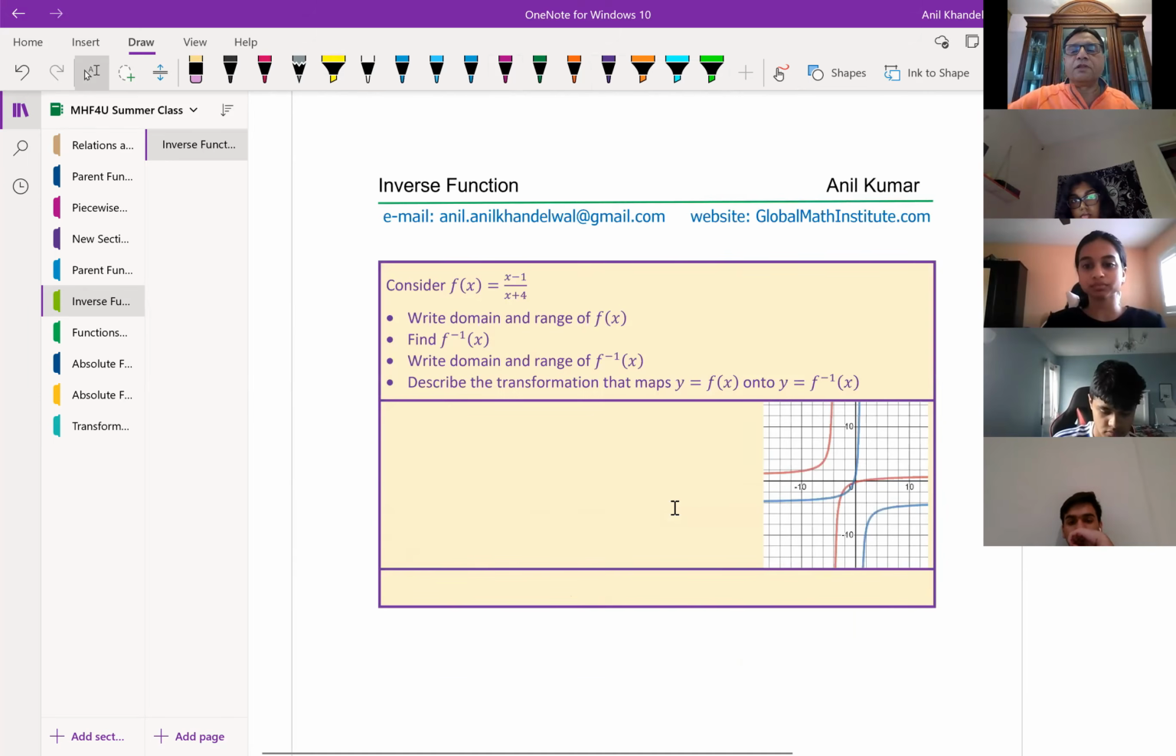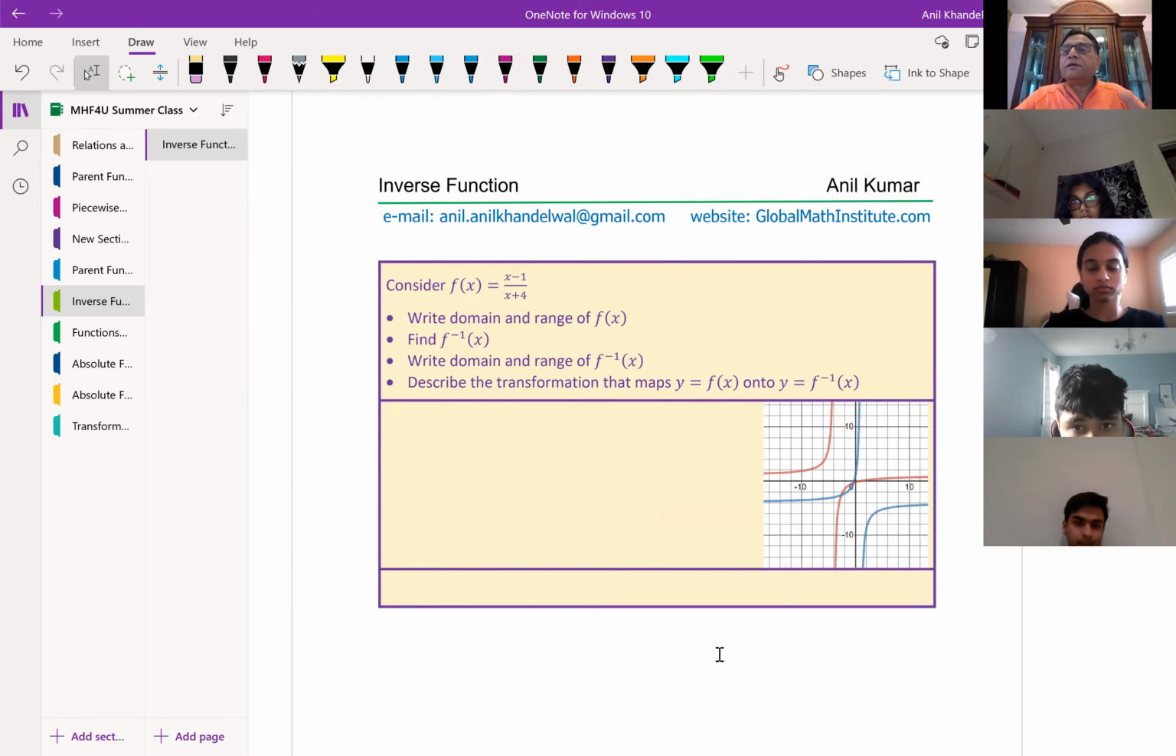Okay. Now, here's a very difficult question. I would like you to focus on this and see how we find the inverse of a rational function. This is probably the most difficult question which you're getting in your test paper. So here we have f of x is x minus 1 over x plus 4. Now, first thing first, what is the domain and range of this function?